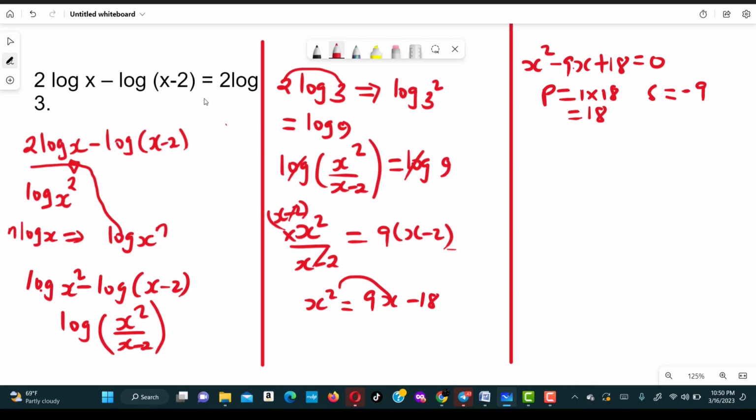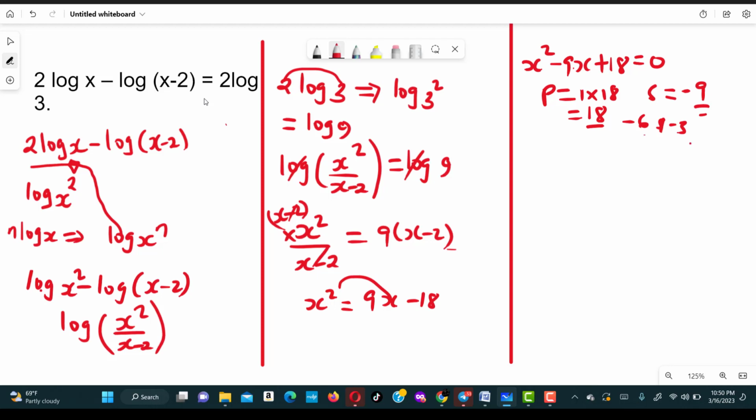Now we think of two numbers. When we multiply them, we get 18, and when we add them, we get negative 9. So the two numbers can be negative 6 and negative 3. Negative 6 and negative 3, when you add them, you get negative 9, and when we multiply, we get positive 18. So what we do, we can replace negative 9x with these two numbers, but with a variable x.